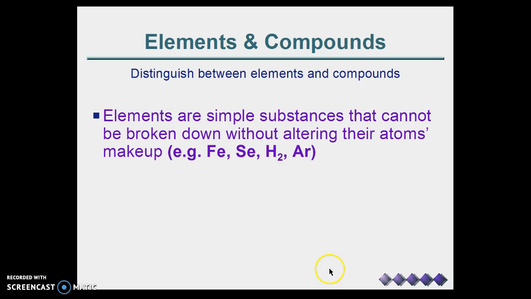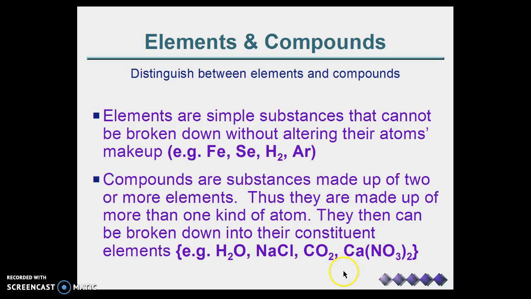Elements are simple substances. You can't break them down without changing their atoms. The compounds are substances made of two or more elements, so they're made of more than one kind of atom, and they are also made in definite composition. We can break them into the constituent elements, but only with a chemical change.